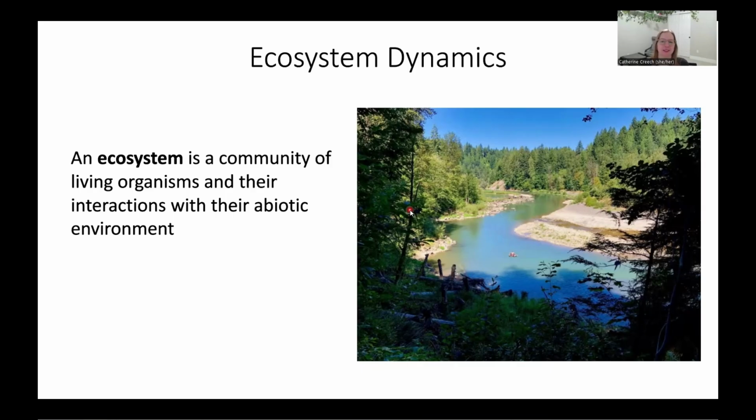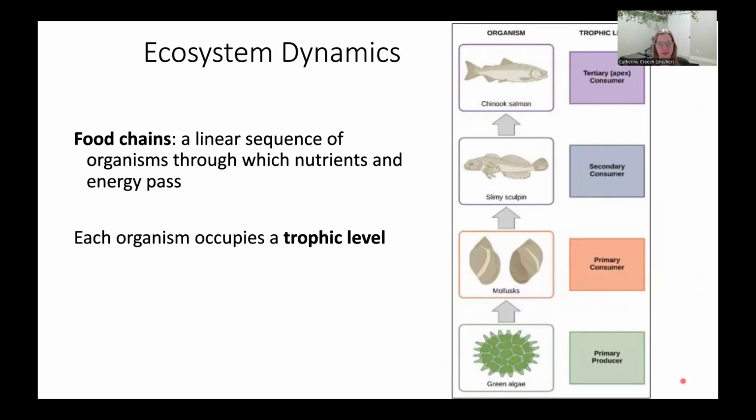Now, an ecosystem, such as what's being shown in this picture, which is the Sandy River, is a community of living organisms. So all the individual species that are living there interacting together and their interactions with the abiotic environment. When we think about ecosystems, we often think about food chains to try to describe how these organisms are working together. Now, a food chain is a linear system like we're seeing in this diagram.